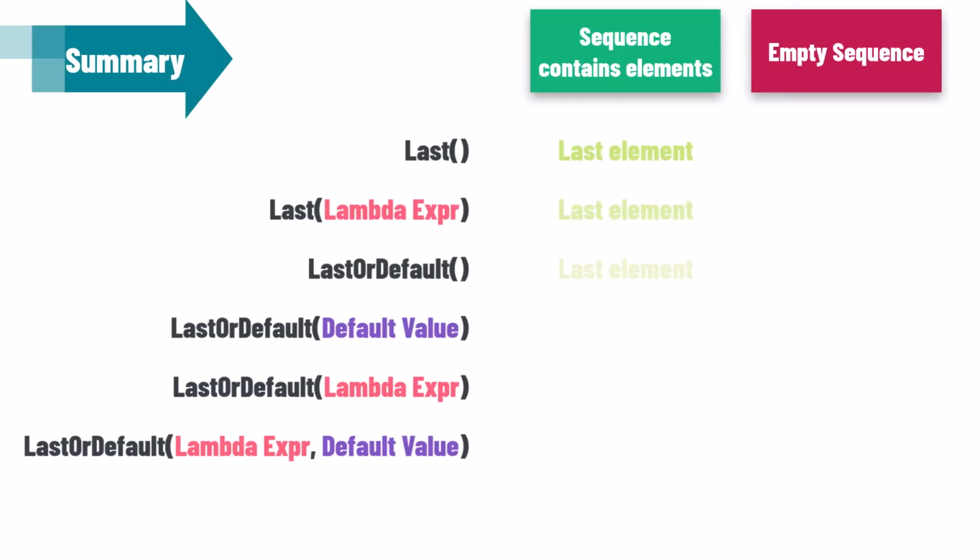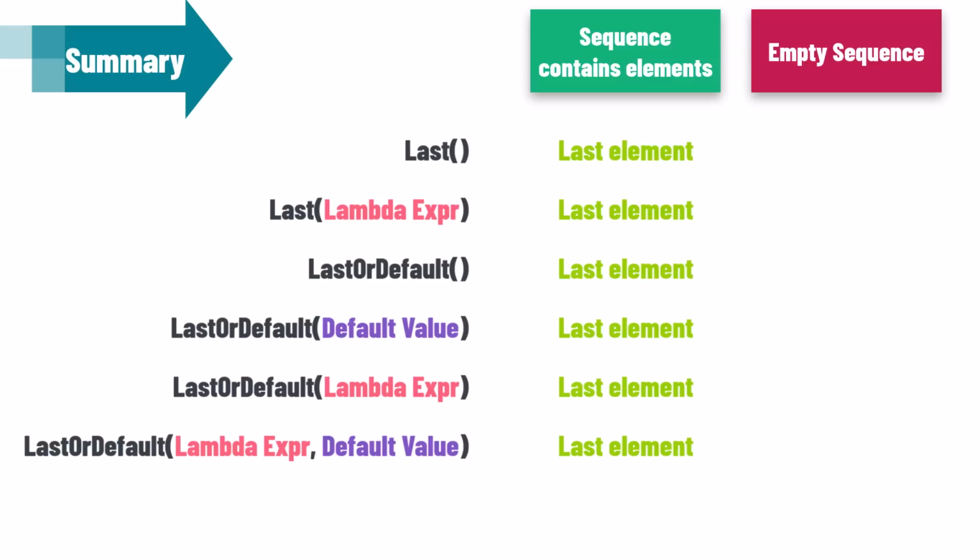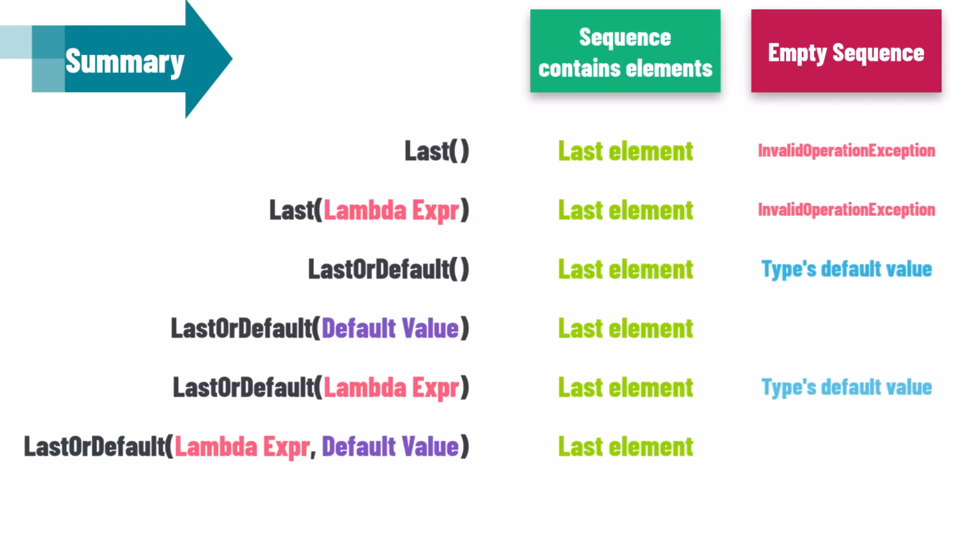All overloads return the last element of the sequence in case the sequence contains elements. So, there is no difference between the overloads here. The difference is when the sequence is empty. Both overloads of the Last method throw an invalid operation exception. The first and third overloads of LastOrDefault return the type's default value. And the second and fourth overloads of LastOrDefault return the entered default value. That's all about both methods for now.